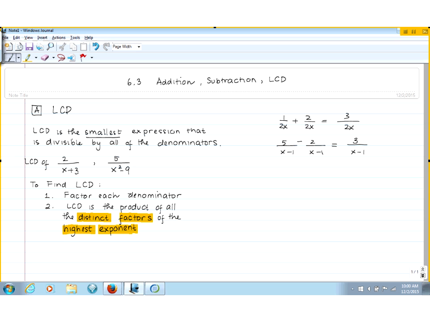So let's go here. We want to find the LCD of 2 over x plus 3 and 5 over x squared minus 9. Can we factor 2 over x plus 3? Oh, no. How about x squared minus 9? Can we factor it? Yes, which is x plus 3 times x minus 3. So here we factor this.